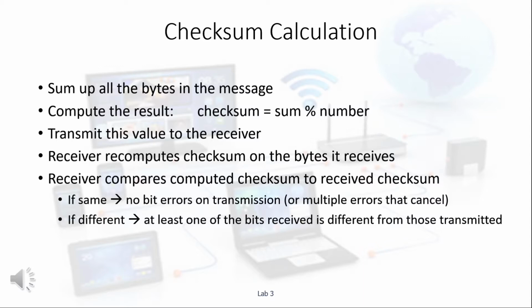Again, there is a possibility for multiple errors canceling out and getting the same checksum, but for the most part, that's an unlikely situation. However, if the checksums are different, then there has been an error somewhere. There's a difference between the data sent by the transmitter and received by the receiver, and the checksum shows that there's been some sort of error, usually due to noise.